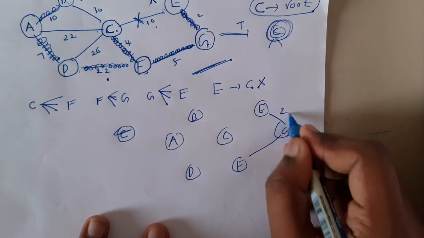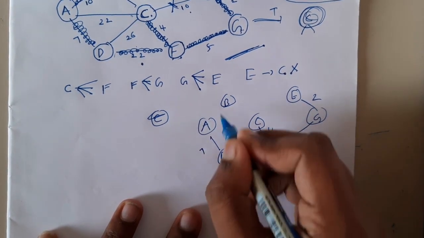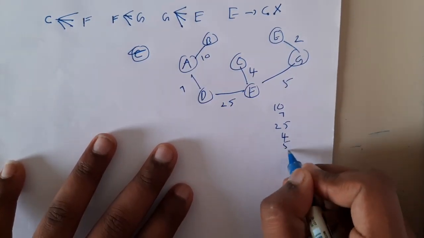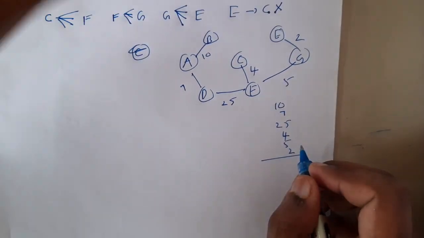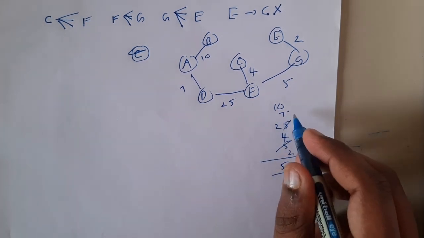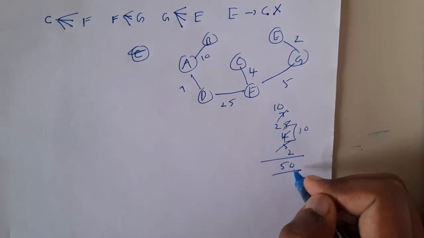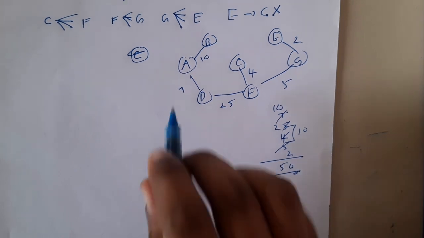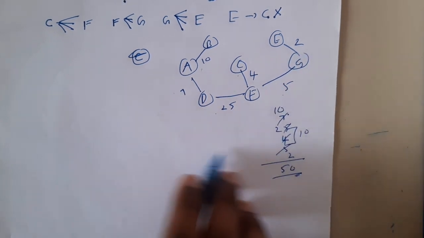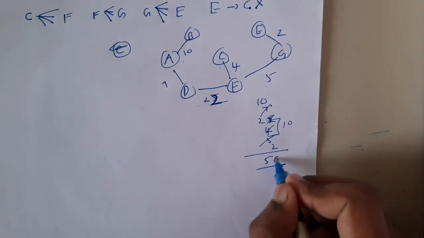Here we are having 2 plus 5, here we are having 4, here we are having 22, here we are having 7 and here we are having 10. So the final cost is 10 plus 7 plus 25 plus 4 plus 5 plus 2. I have written in my book that the answer is 50. I think I made a mistake somewhere. Just give me a second, guys. 10, 7, 22, 4, 5, 2. I wrote 25, but it is 22, not 25. That's the mistake I made. So the final sum will be 50.